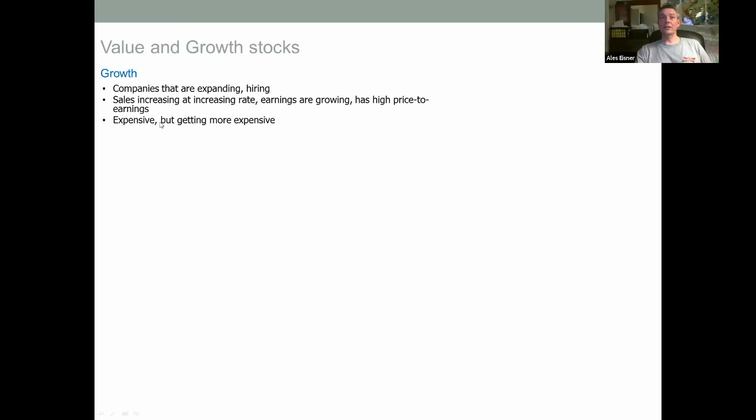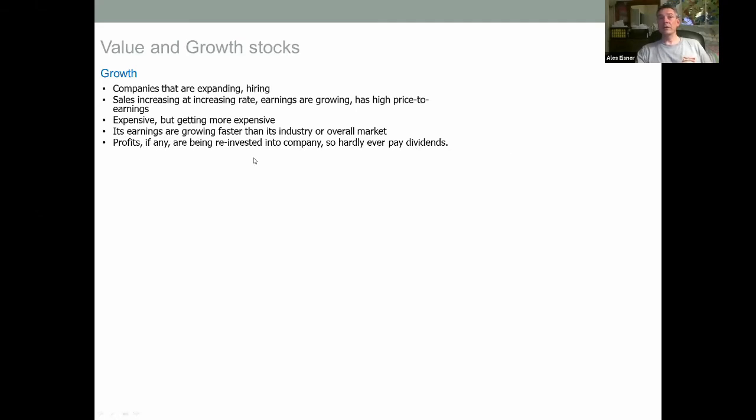So it could be expensive, but it's getting more expensive. So it has a high PE, but it keeps going up based on future expectations. Ideally, if the earnings are growing faster than its industry or the overall market, that would make it a desirable company.